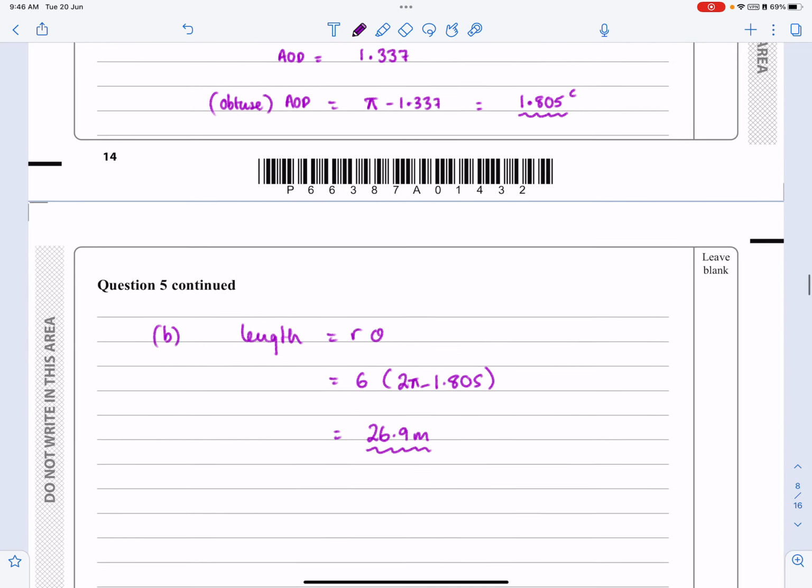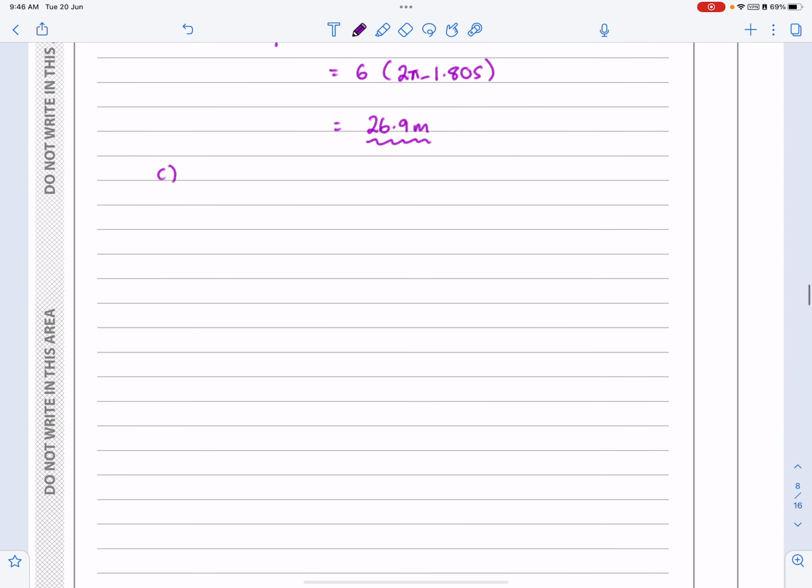Okay, let's get on and do that then. So for part C, we'll do them separately. Area of sector, that's equal to half r squared theta. So that's equal to a half 6 squared, and then theta, remember, was my 2 pi minus 1.805. Work out what all that calculates out to be. And that's 80.6.